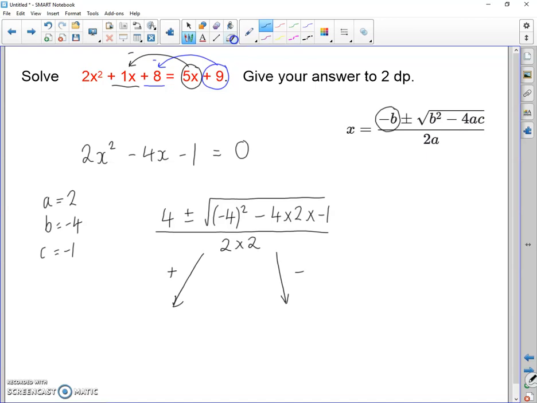For the plus answer, I've got x equals 2.22. And for the minus answer, I've got x equals minus 0.22. Okay, and again, because this doesn't have any real life application in this question, both answers are correct. You'd write them both down. Okay, let's have a look at the next one. You should have this one in your book as well as an example.